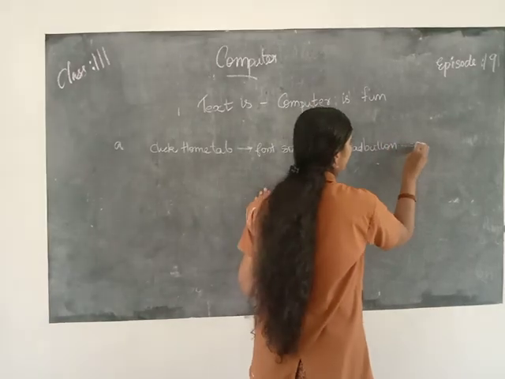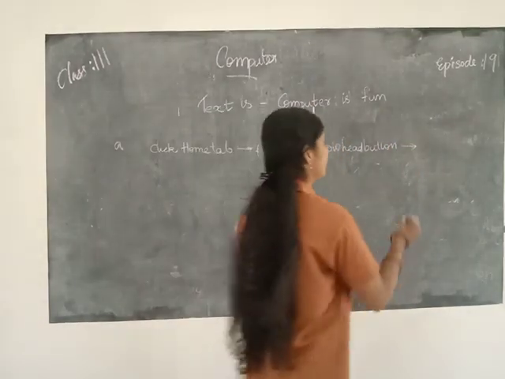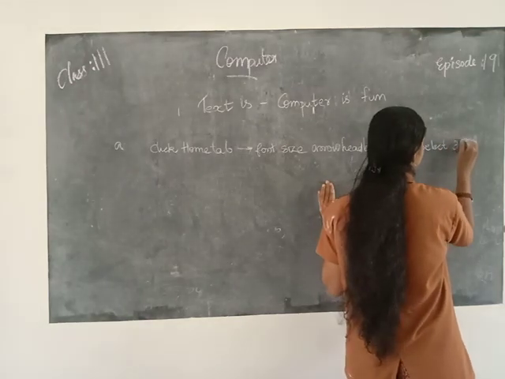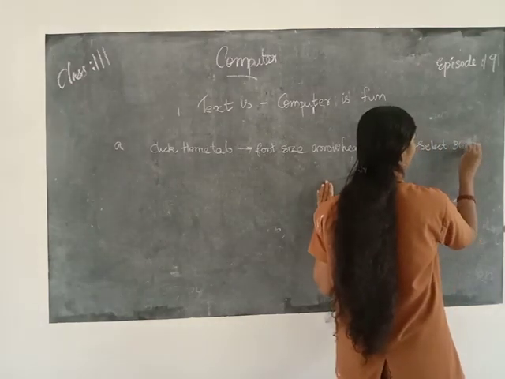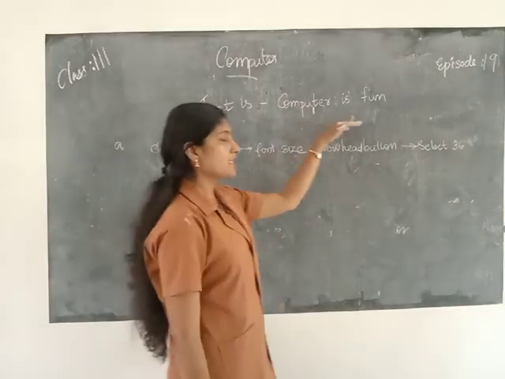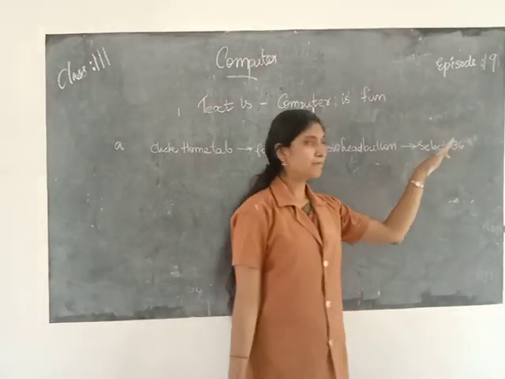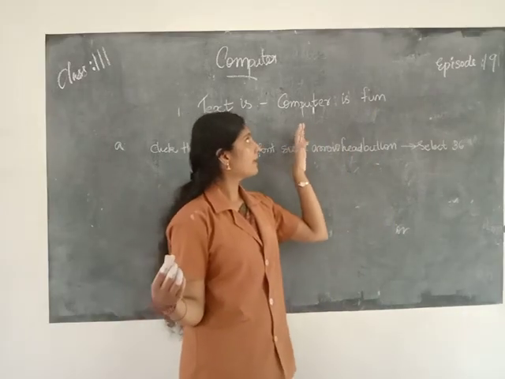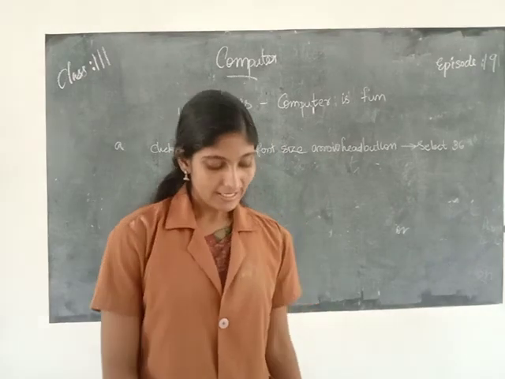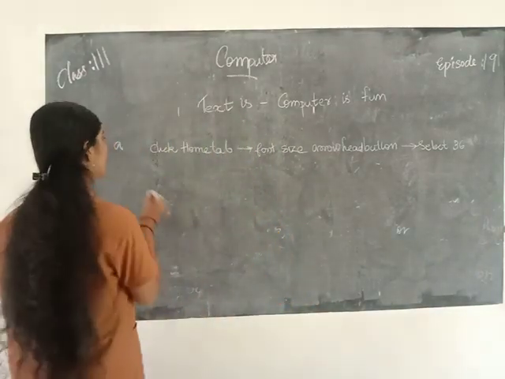Then select the size 36. Then what happens? The size of the word computer is changed to a bigger size, larger than the rest of the sentence. Then next question, make it bold.